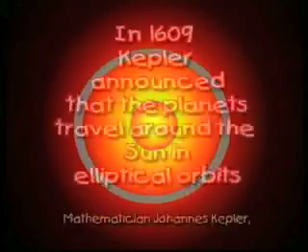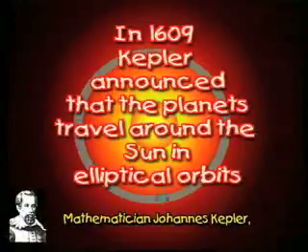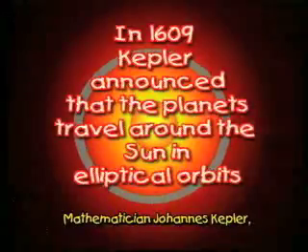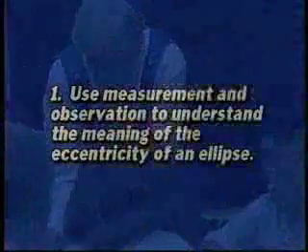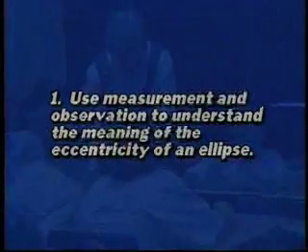When you think of the Earth or Mars orbiting a planet, you might think that the orbit is in the shape of a circle. It's really in the shape of a squashed circle, or an ellipse. The German mathematician and astronomer Johannes Kepler discovered this fact a long time ago. In this activity, you'll use measurement and observation to understand the meaning of the eccentricity of an ellipse.